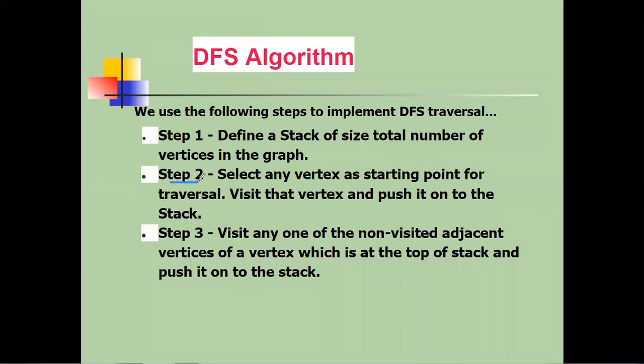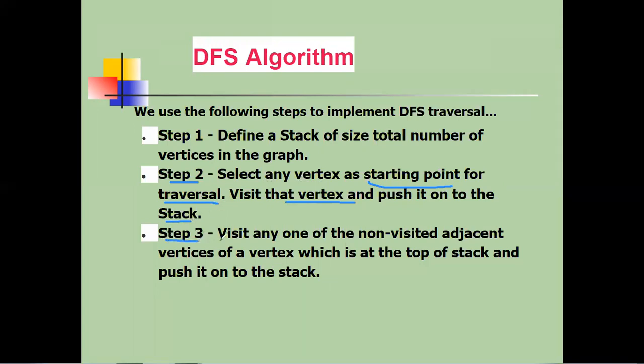Then step 2, select any vertex as a starting point, because we have to perform DFS. So we have to take a starting point. It is not necessary that we start from A, we can start from B. It's not like that. We have to select the first starting point of that traversal. You can start from A or from B, whatever you want. For what purpose? Because in a graph we can traverse from anywhere, from A, from B or from C also. So select any vertex as a starting point, say it is A. Visit that vertex and push it into the stack. So we have to select one vertex and push it into the stack.